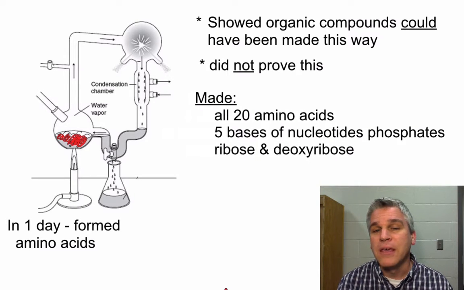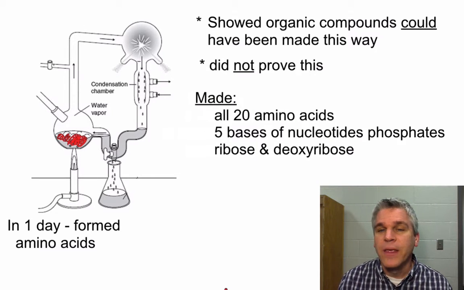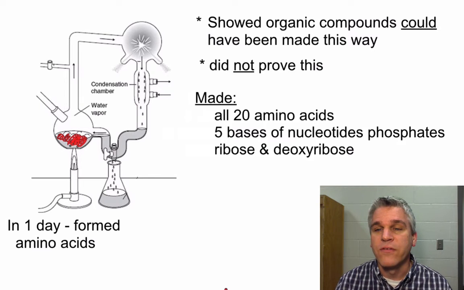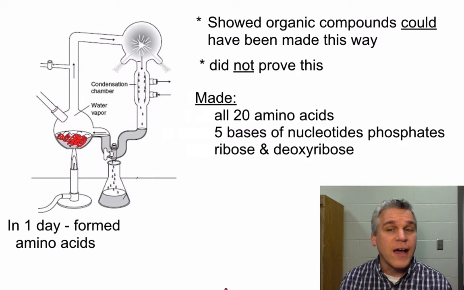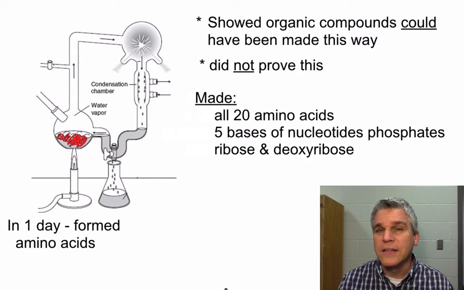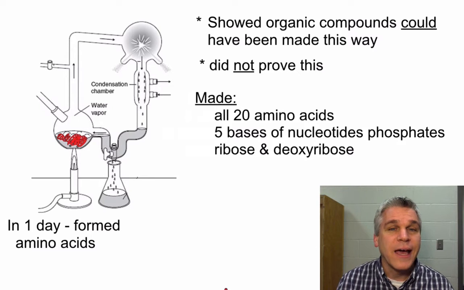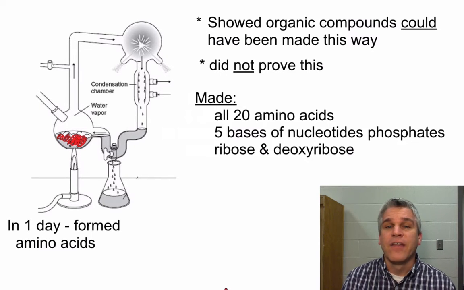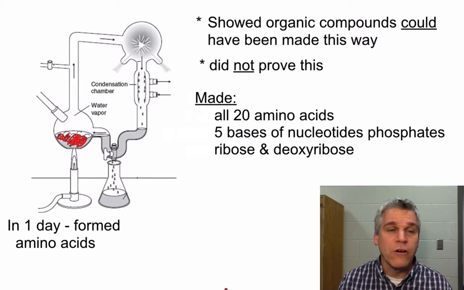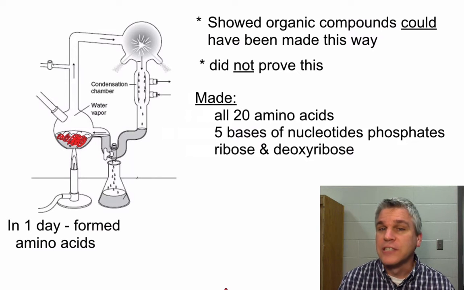What they ended up making were all 20 amino acids. They made the 5 different bases of the nucleotides. They made phosphates and the sugars ribose and deoxyribose. So all the basic building blocks were made. In fact, they did this so many times that even today they are taking vials of this water that was made and they're still testing them.